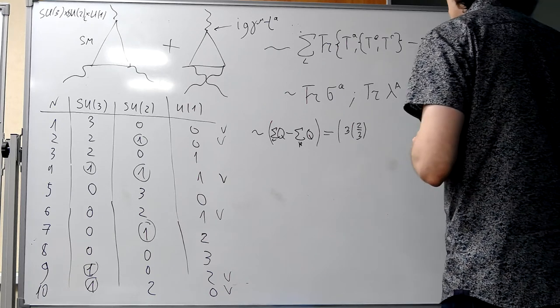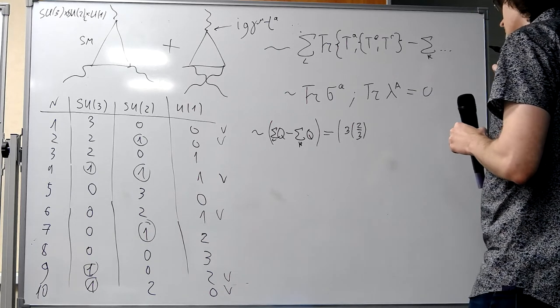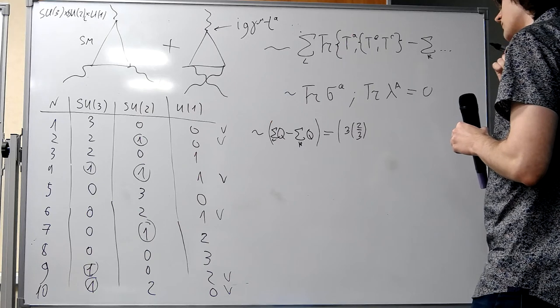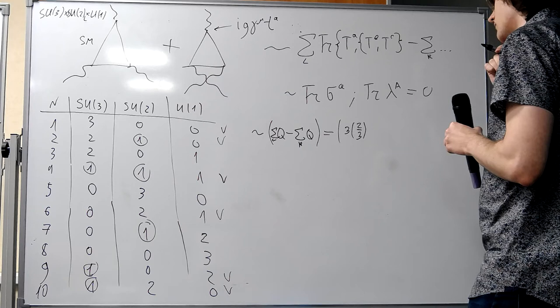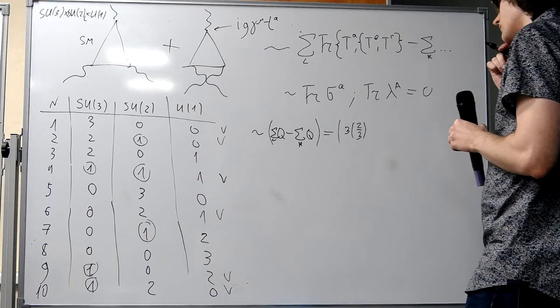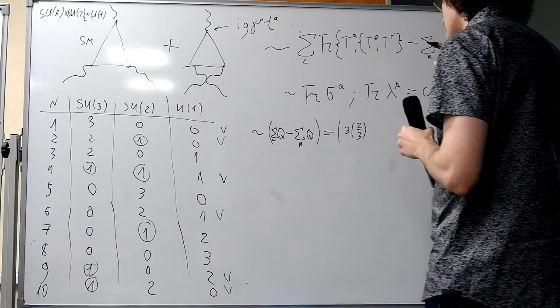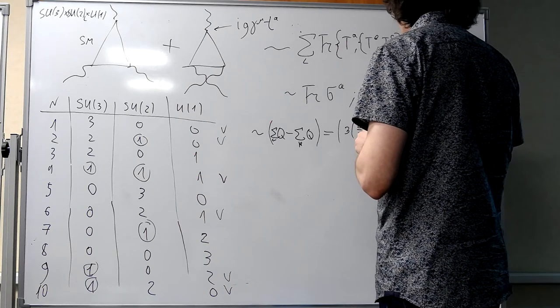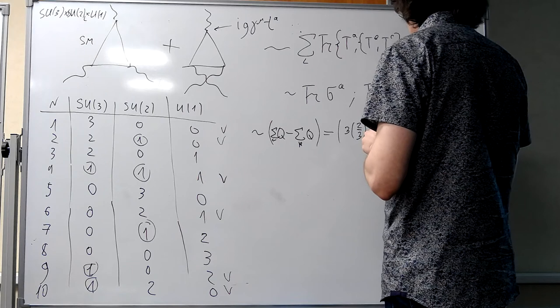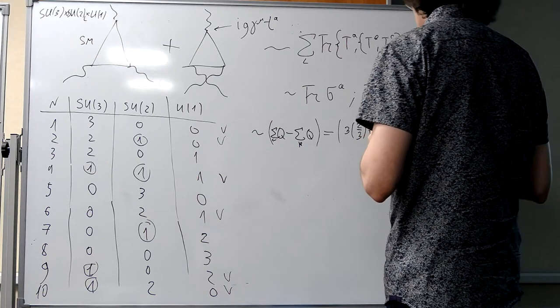So for SU(3), SU(2), U(1) charge: this is a triplet, singlet. This is a doublet, singlet, doublet, singlet. So the only thing not yet known is the hypercharge.